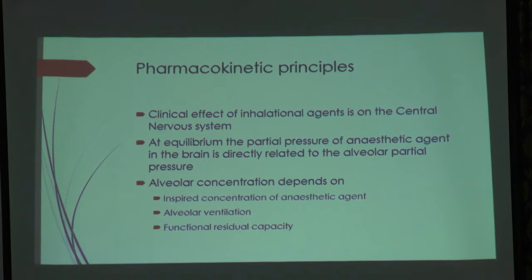Okay, so like we said, the clinical effects of the inhalational agents will be in the brain. Okay, at equilibrium, the partial pressure of the anesthetic agents in the brain will be directly related to the alveolar pressure. So if you just cast your mind back to the picture I showed before, we want our saturated vapor pressure, the partial pressure in the alveoli, to be high, because that is what will equilibrate with the brain. Okay, so the alveolar concentration will depend on the inspired concentration of the anesthetic agent. If you give a high concentration of the anesthetic agent, the alveolar concentration will rise higher.